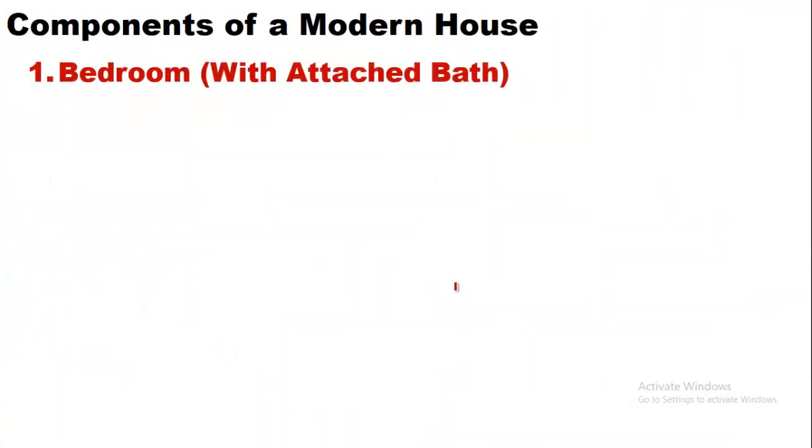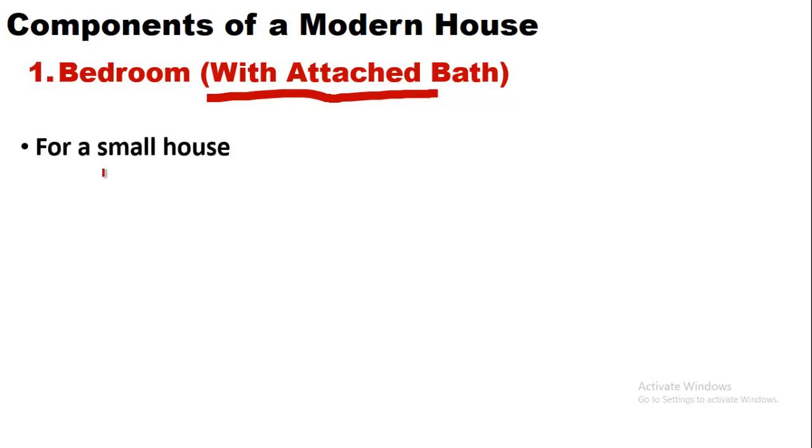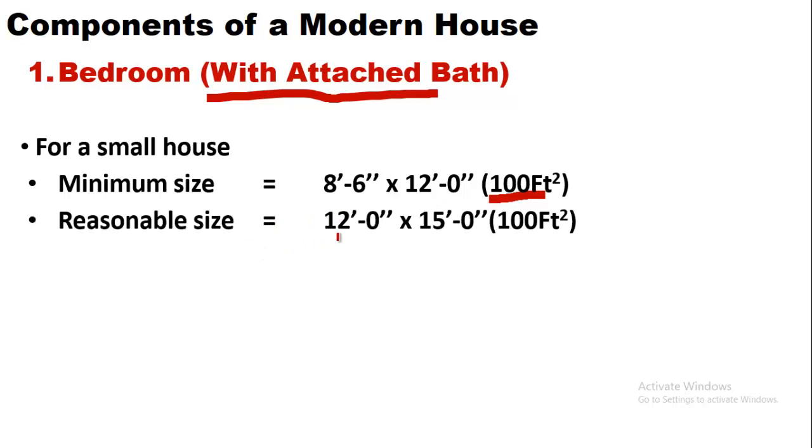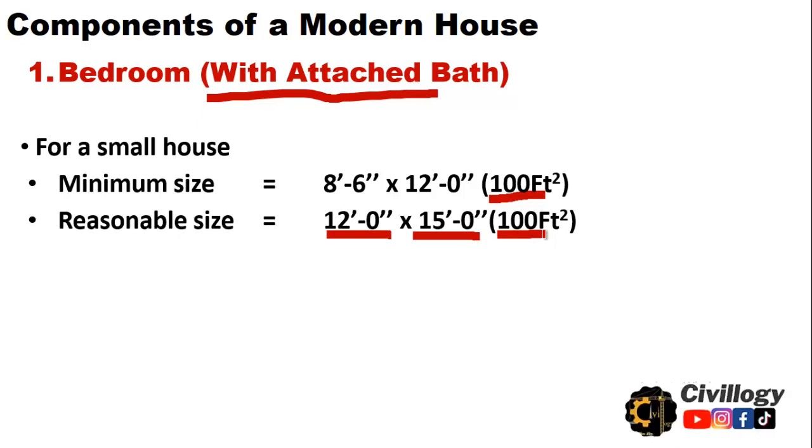First of all, the first component is bedroom with attached bath. Now this is the requirement of a modern house, that a bedroom should be with an attached bath. For small house, minimum size should be equal to 8 feet and 6 inches into 12 feet into 0 inches, and its area should be equal to 100 square feet. And the reasonable size is 12 feet into 15 feet and area should be 100 square feet. These are the minimum and reasonable sizes which you will have to adjust according to your area available to you.